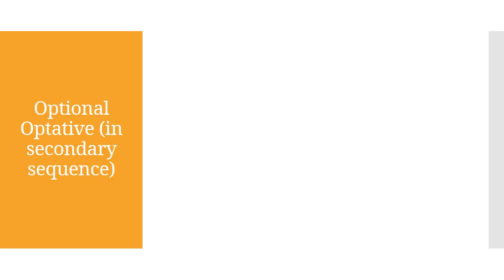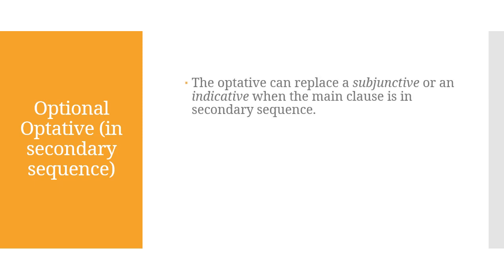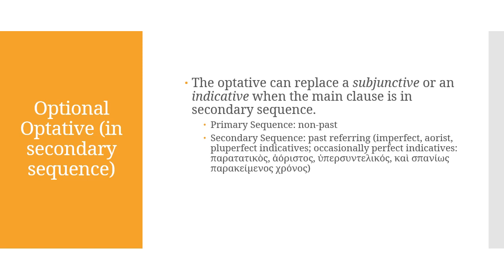The third use of the optative is an optional optative in secondary sequence. Here, the optative can replace a subjunctive or an indicative when the main clause is in secondary sequence. So we need some definitions here. Primary sequence, secondary sequence. Primary sequence is any non-past referring verb. Anytime the main clause is non-past, it's in primary sequence. Secondary sequence is anytime the main verb in the main clause is past referring. So when the main clause has a verb that's imperfect, aorist, or pluperfect, occasionally perfect, that is, the historical tenses, then secondary sequence is in play.